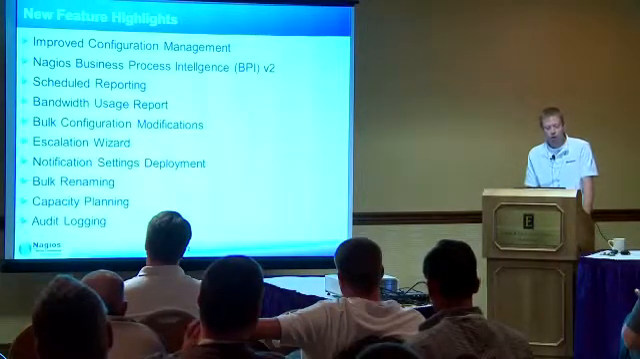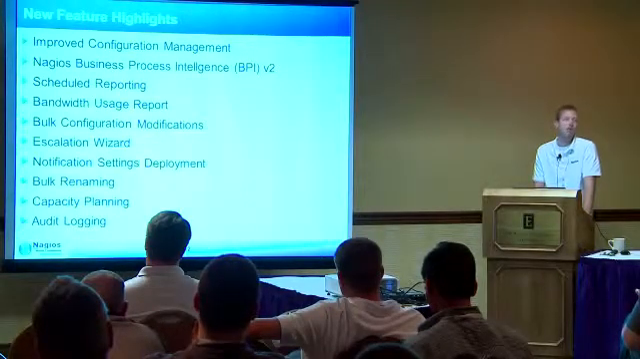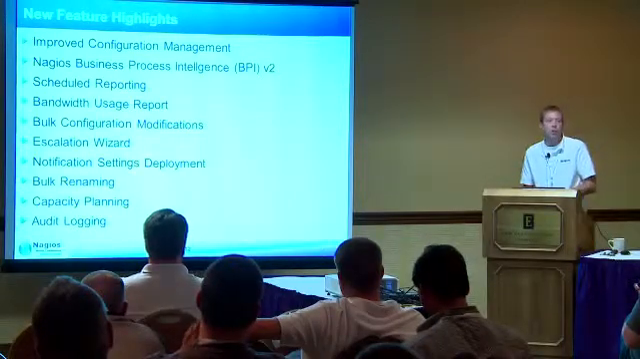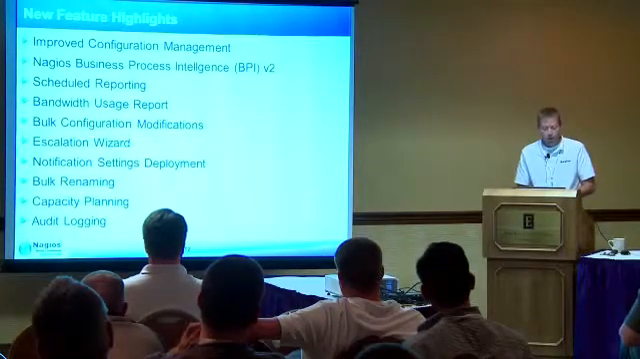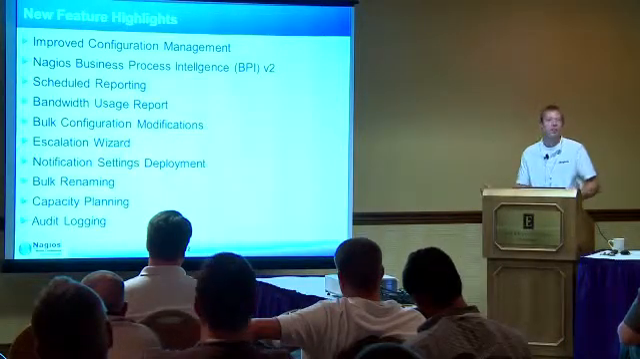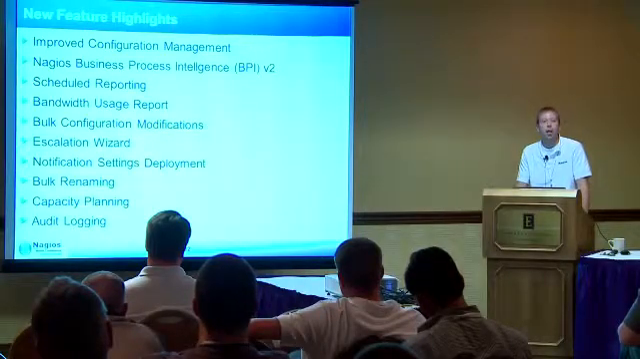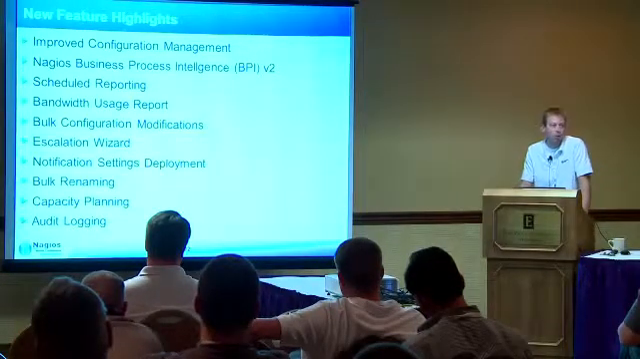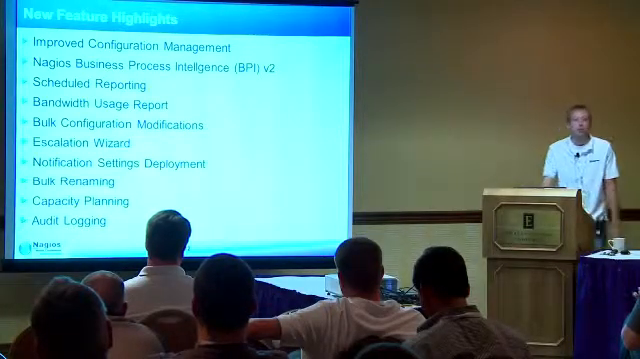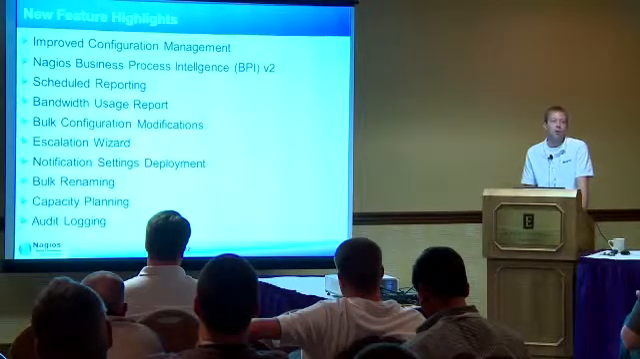We have a wizard for bulk configuration modifications. So if you want to change, for example, the check interval on 100 services at one time, you can do that. An escalation wizard is designed to create a chain of escalations. If you want escalation levels 1, 2, and 3, and you want to apply it to, say, 30 services at once, you'll be able to do that. Bulk renaming allows you to rename your hosts and services while still retaining your historical data and your performance data.